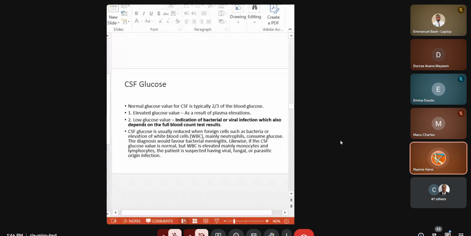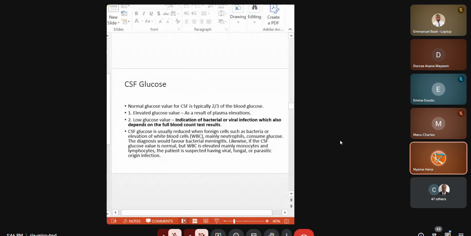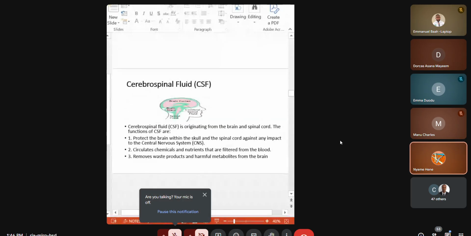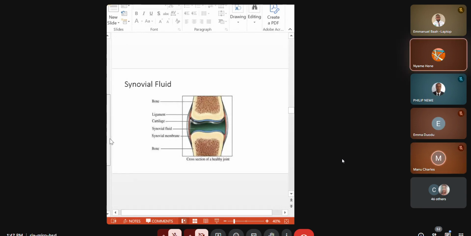I don't know if anybody has any other additions that you want to talk about regarding the full blood count that I've talked about. Any additions? If there's no addition, then we are ending on the CSF. Now we look at synovial fluid. It's also one fluid. These are the non-common ones, so I'm treating them first, then we'll go to the common ones.